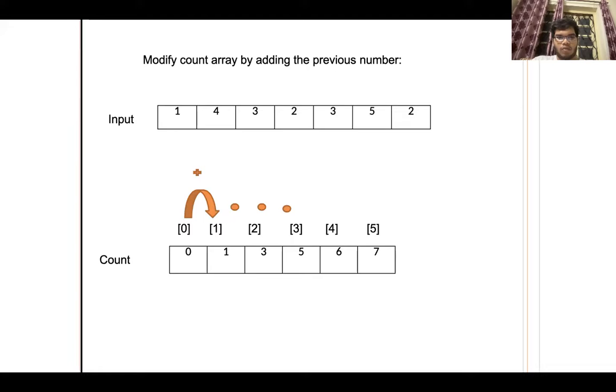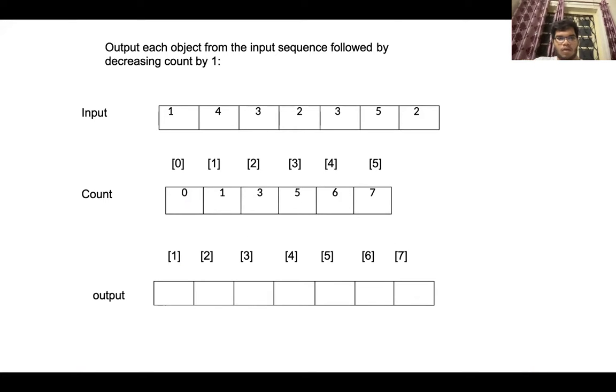Now modify the count array by adding the previous number. So the result gives 0, 1, 3, 5, 6, 7. Now output each object from the input sequence from left to right, followed by decreasing the count by 1.